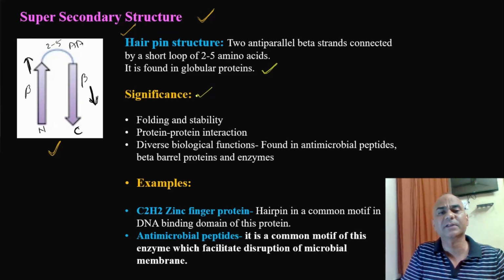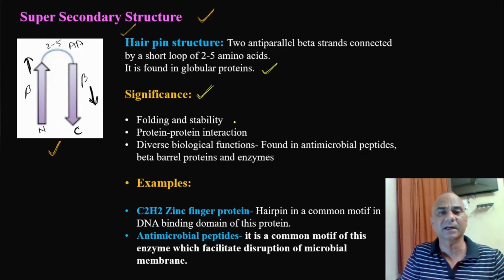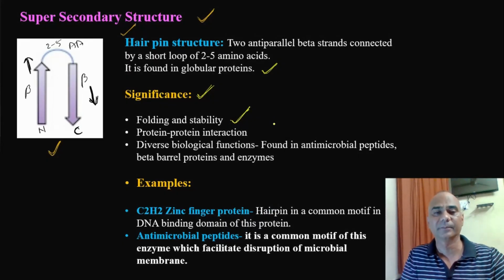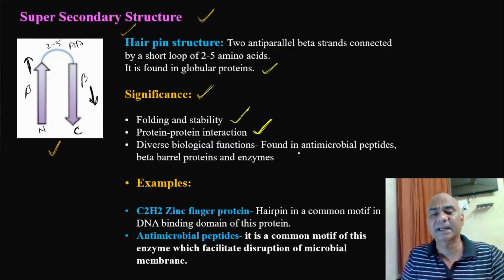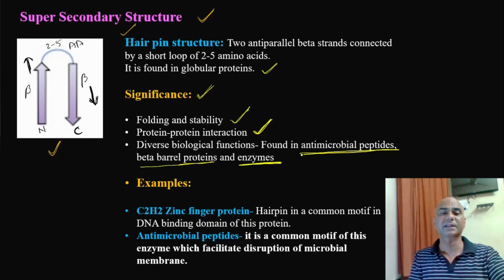So what is the significance of this structure? Structures like the hairpin help in folding and provide stability to the protein. They also facilitate protein-protein interaction and give diverse biological functions. For example, such a structure is found in antimicrobial peptides and beta barrel proteins, and in many enzymes the hairpin structure is found.